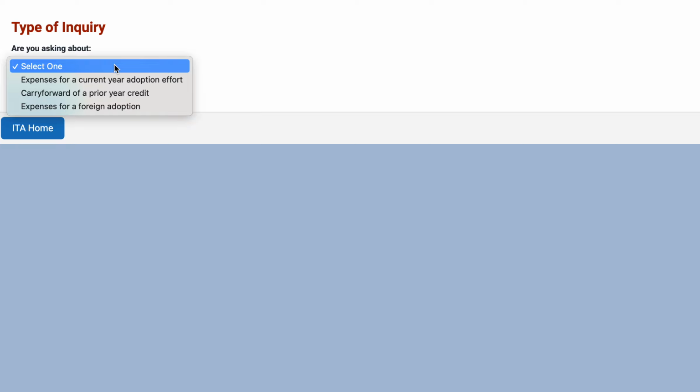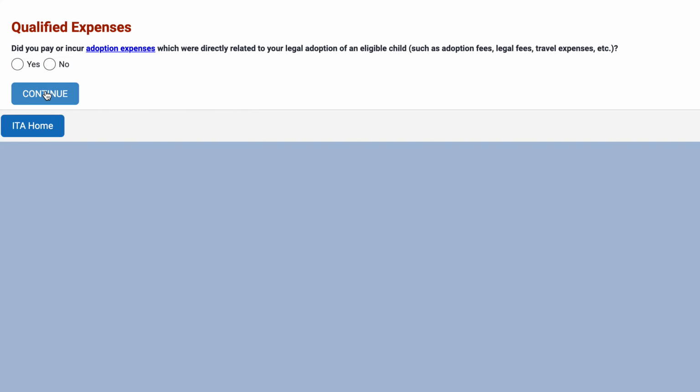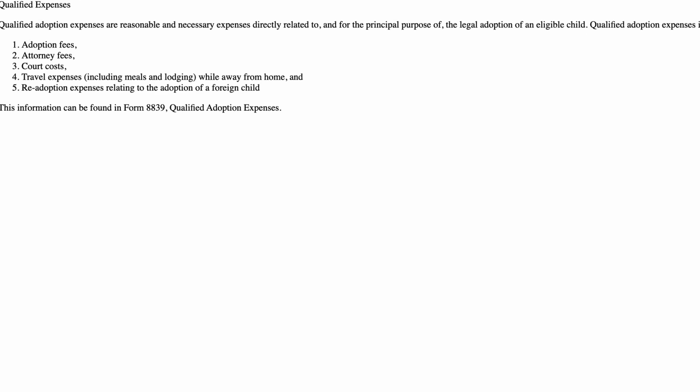So in this case, we're talking about expenses for a current year adoption effort. Did you pay or incur adoption expenses that were directly related to your legal adoption of an eligible child? Before we answer this question, I'd like to highlight this blue section. Whenever you see text in blue highlighted font, you can click on it and it will open a separate page to discuss that topic in a little more depth.